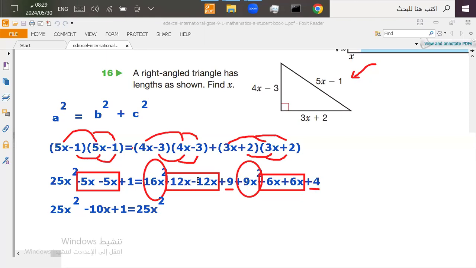Negative 12x minus 12x is going to be together minus 24x. So negative 12 minus 12. And then negative 6 plus 6. No, this is positive, right? I don't have negative here. I think it's positive. Yes, I can't see it, to be honest.